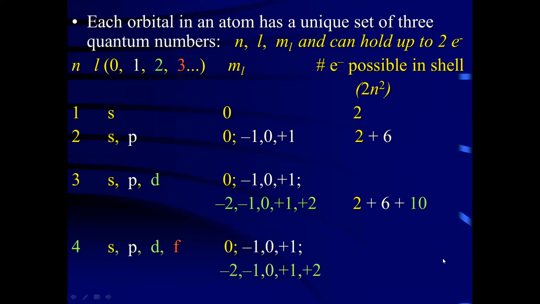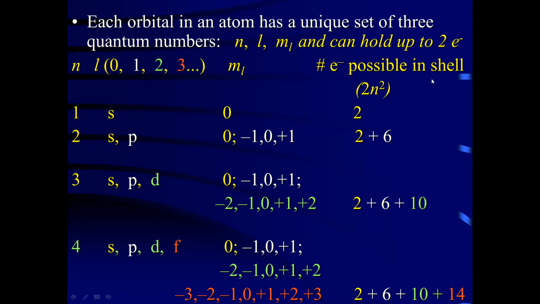Up to here, similarly, if the principal quantum number equals 4, these are the same as above, but we have one more possibility, which is the f orbital. For f, we have 7 possible orbitals. 7 orbitals hold 14 electrons. And so altogether, this whole shell can hold 32 electrons. This one can hold 18 electrons.